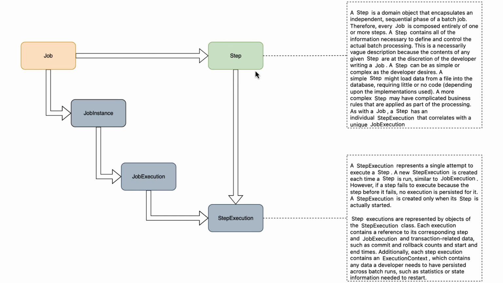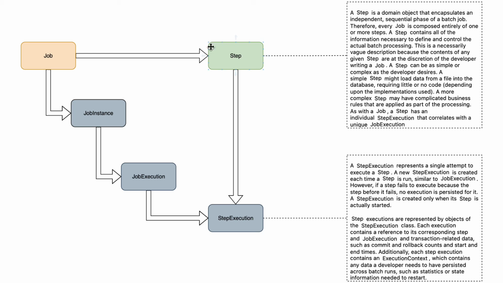A step is a domain object that encapsulates an independent sequential phase of a batch job. Therefore, every job is composed entirely of one or more steps. A step contains all the information necessary to define and control the actual batch processing. This is a necessarily vague description because the contents of any given step are at the discretion of the developer writing a job. A step can be as simple or as complex as the developer desires.